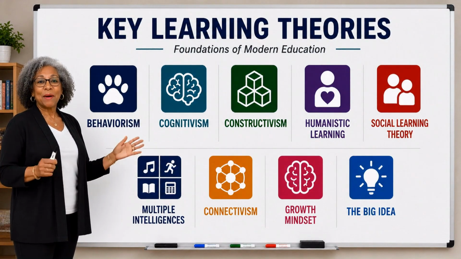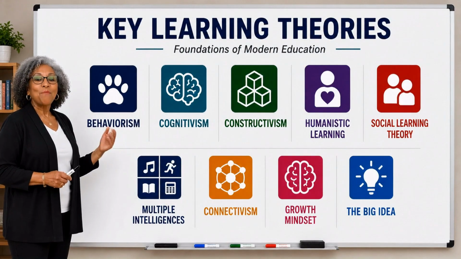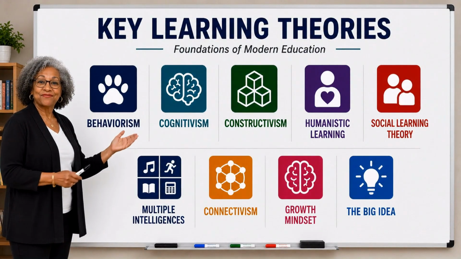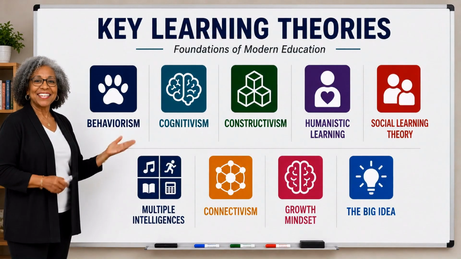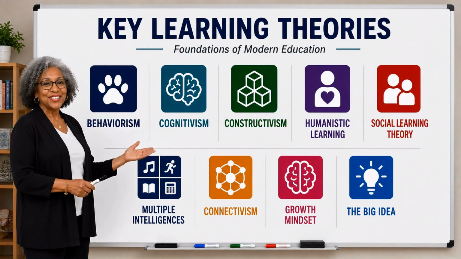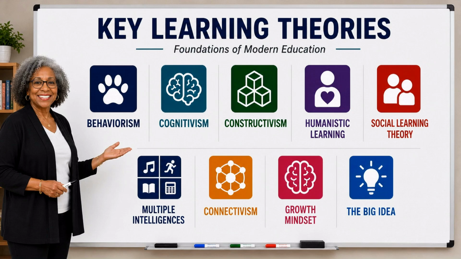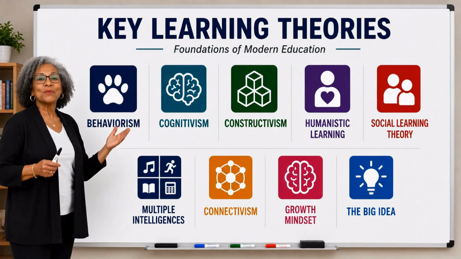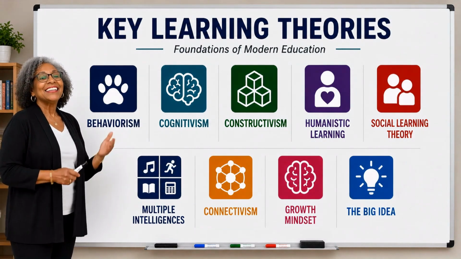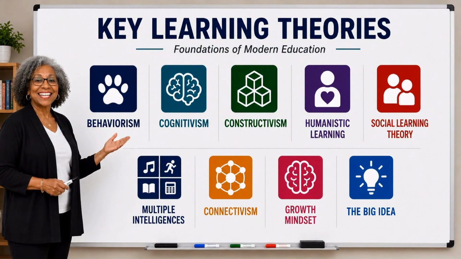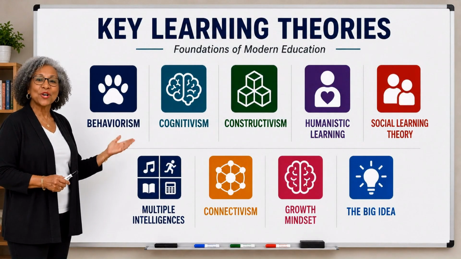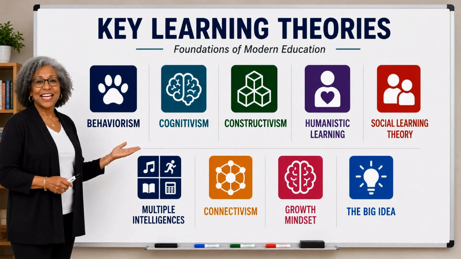Social learning explains modeling and observation. Multiple intelligences recognize diverse learner strengths. Connectivism explains learning in a digital and AI-connected world, and growth mindset encourages persistence and resilience. These theories continue to influence classrooms, online learning, instructional design, and artificial intelligence today.